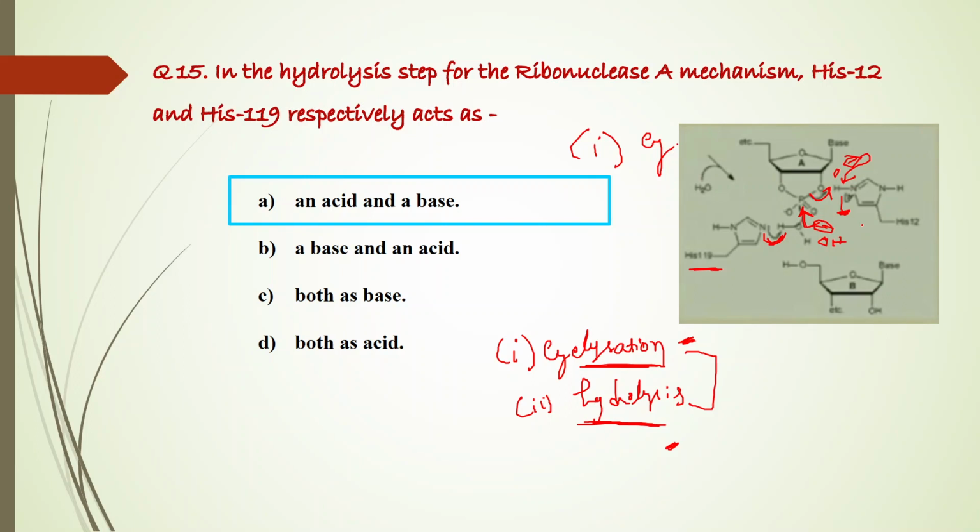Whenever some molecule gives away H plus ions, that means it is acting as an acid. So in the hydrolysis step, this particular histidine 12 residue acts as an acid and histidine 119 residue acts as a base. So for the hydrolysis step, our correct option was option A: histidine 119 as a base and histidine 12 as an acid.